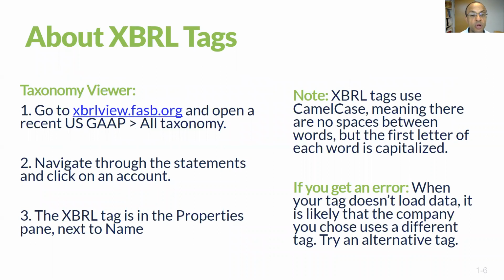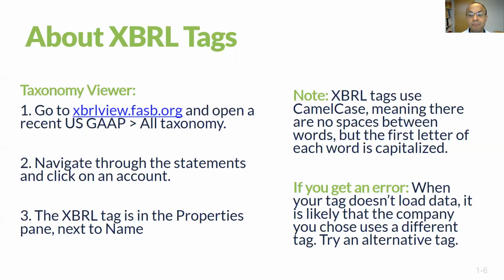Here I'm showing you how to download the data through the XBRL viewer. You can use the web link, open the recent US GAAP taxonomy, then navigate through the statements and click on an account. The XBRL tag is in the property pane next to the name. And then you use the XBRL tag.